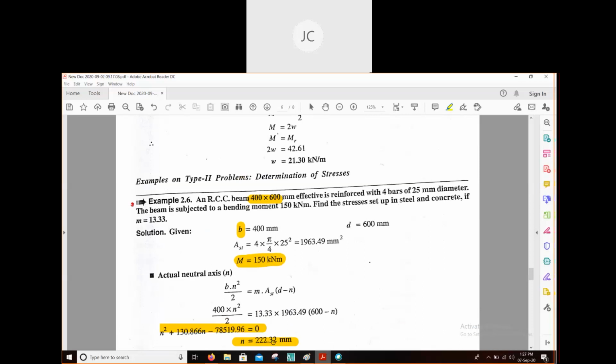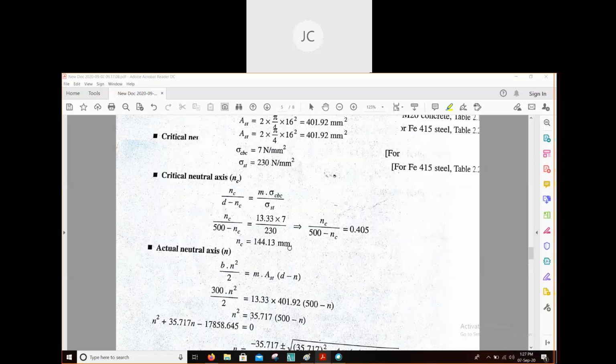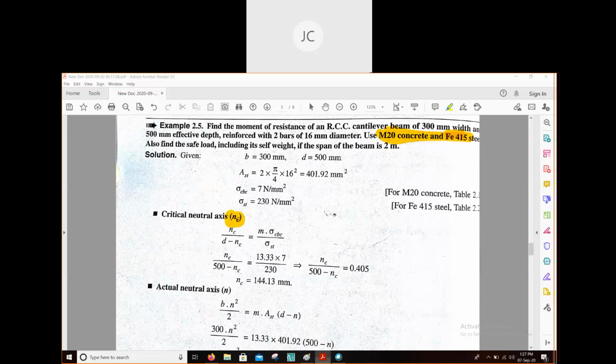Next, what we have to do in this question? See, we can't find out directly what is the type of section, because we can't find out the critical neutral axis. Our sigma st value is not known, so we can't find out sigma st directly. Our sigma cbc value is also unknown, so we can't find out sigma c. That means this value we can't find out directly in this question.